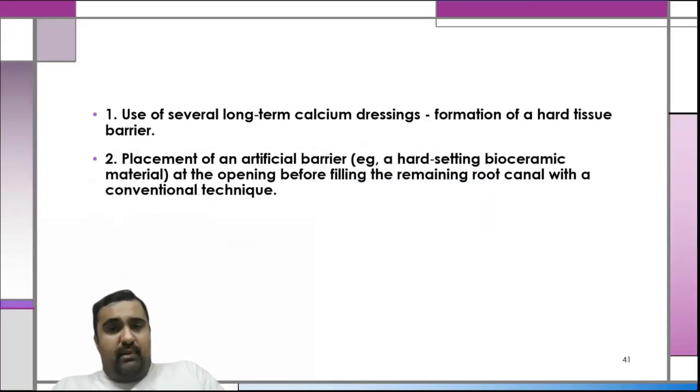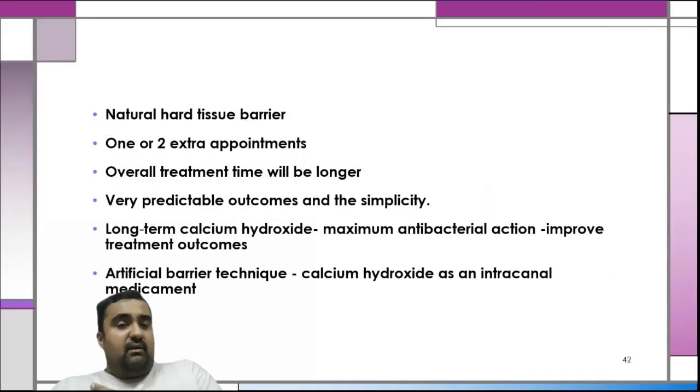So use of calcium hydroxide dressing, and placement of an artificial barrier such as a hard-setting bioceramic material at the opening before filling the remaining part of the root canal with the conventional technique, must be considered. So one or two extra appointments could be taken.